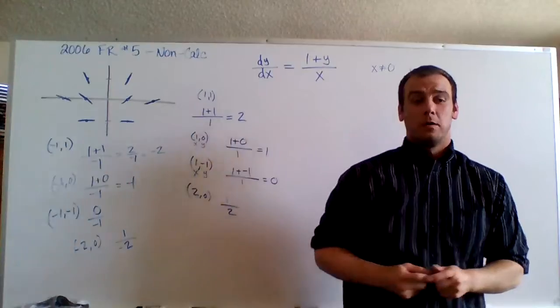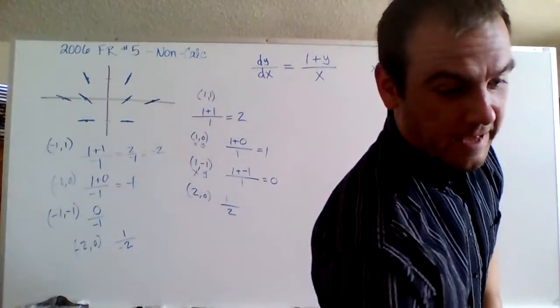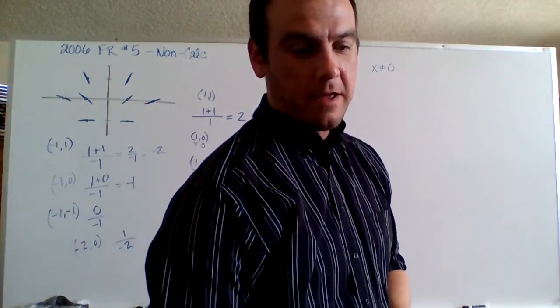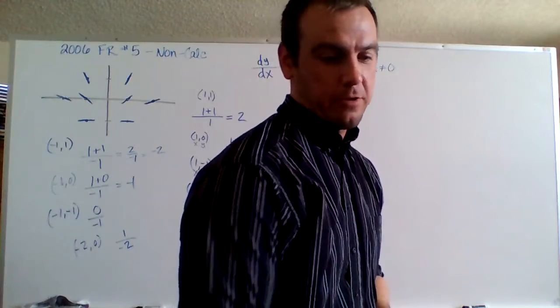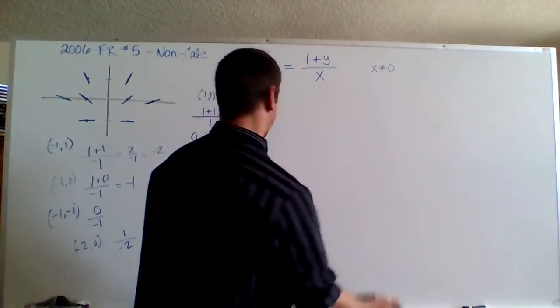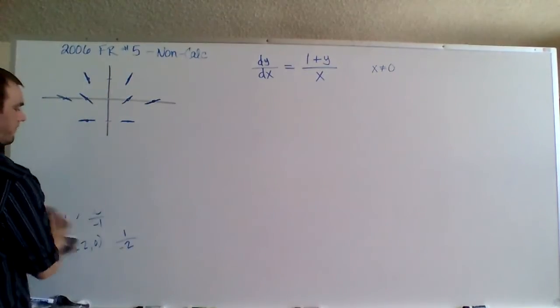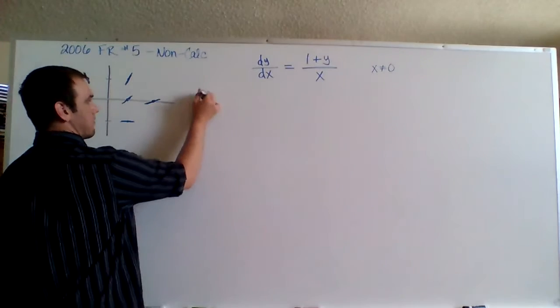All right, so part B then is asking: find the particular solution y equals f of x to the differential equation with the initial condition f of negative 1 equals 1. All right, so f of negative 1 equals 1.